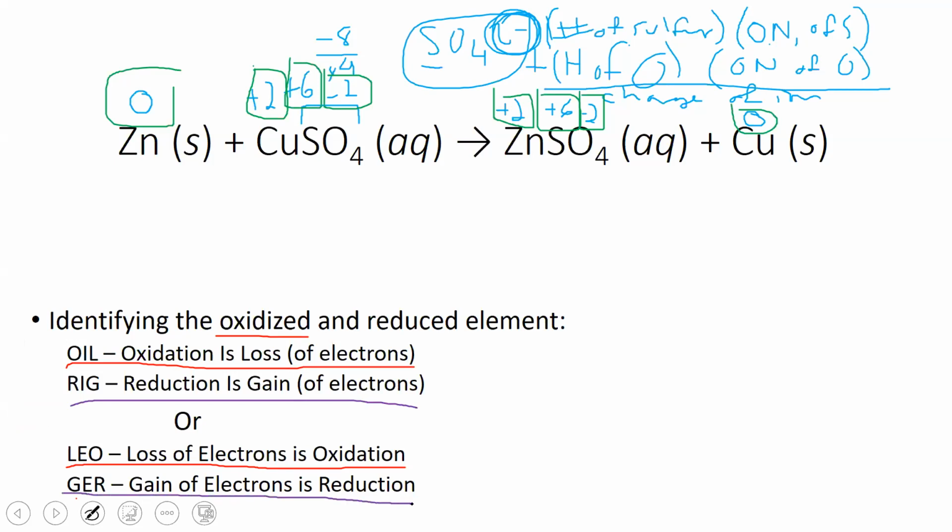So our 2 mnemonics: oxidation is loss or oil, and reduction is gain or rig. So oil rig notation is one way to express that. The other one is Leo-Gur notation: loss of electrons is oxidation, gain of electrons is reduction. Whichever one helps you remember, use that as a mnemonic. Oil rig makes sense because oil rigs are things. Leo-Gur makes sense because the astrological lion is Leo, and the sound that lions make is grr. Use whichever one sticks out better to you.